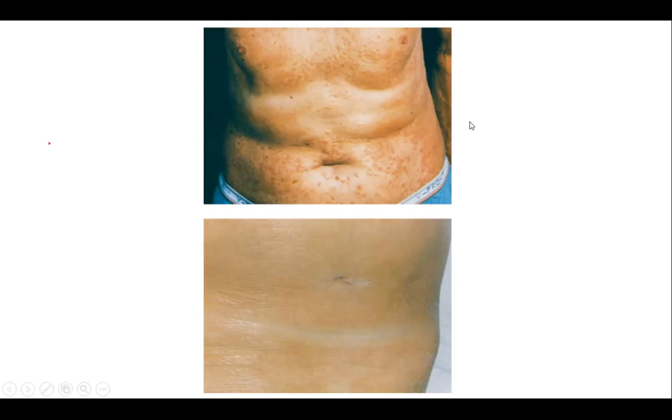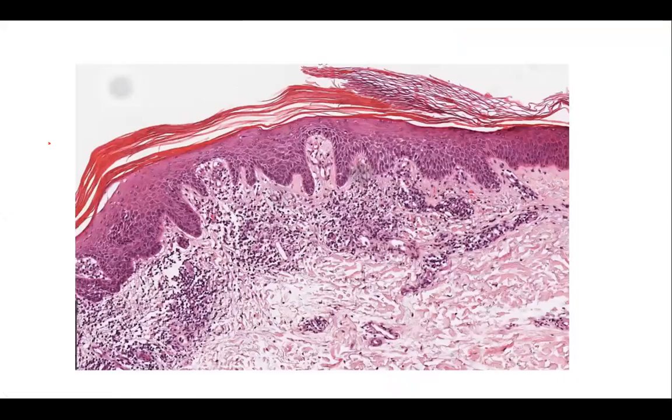So this is Ofuji's disease, also mostly seen in Japan. Some studies link it up with conditions like lymphomas or any other type of immunodeficiency, like HIV. Yeah, and this has the potential of turning into a full-blown erythroderma. Let's move on.